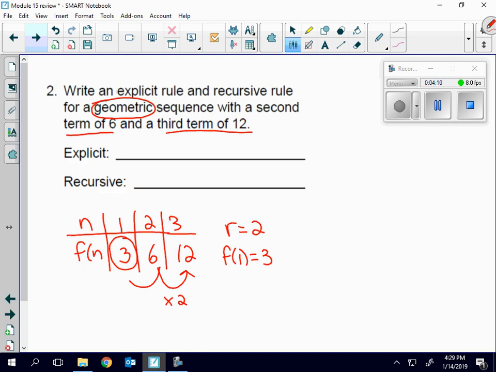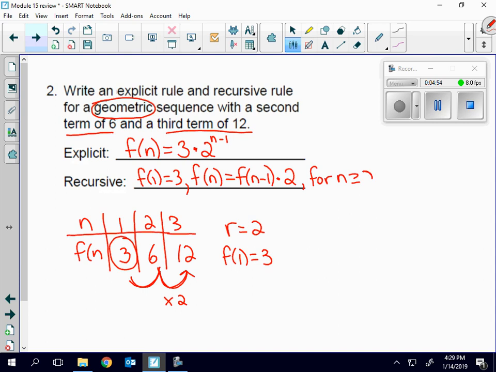So the explicit rule says f of n equals the first term, which is 3, times the ratio, which is 2 raised to the n minus 1 power. And the recursive rule, we have to first give them the first term. So here's the first term, it equals 3, comma. The nth term is just going to be the previous term. Remember, we used the previous term for recursive rule. And then we're going to take that previous term and multiply it by what to get to the next term every time here? By 2, right? And that works for everything greater than or equal to 2.